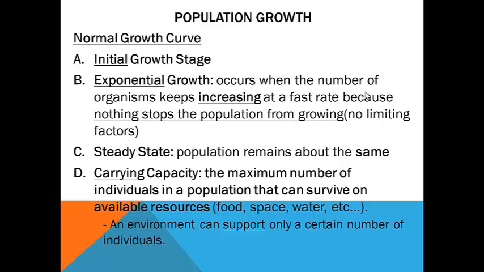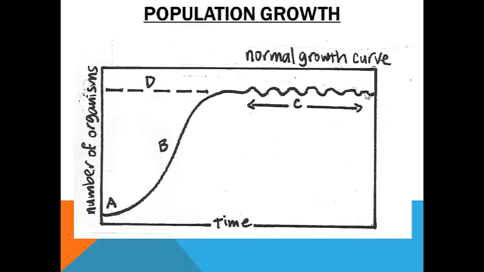And D, the carrying capacity, I'll just go ahead and read it for you because it says it pretty well. The maximum number of individuals in a population that can survive on available resources, meaning food, space, water, etc. So an environment can support only a certain number of individuals. Once that number of individuals increases past that carrying capacity, then it's going to start to be a struggle for organisms to survive. Here is the graph of a population growth.